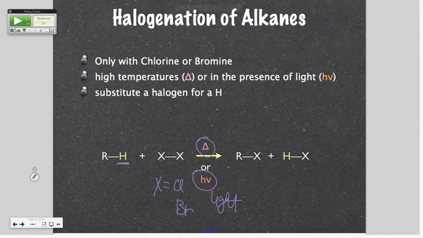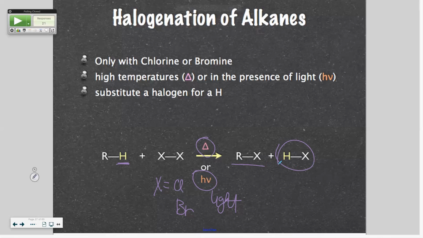Okay, and now what we're going to do is swap a hydrogen for a halogen, just like we did in the methane reaction. So notice that we get this, that's our product, and then this is also formed, HX.